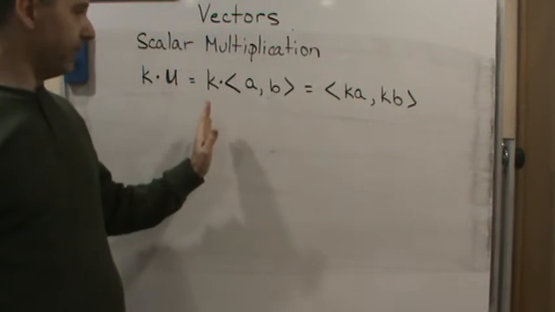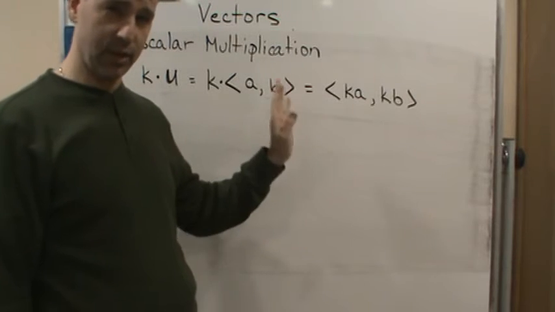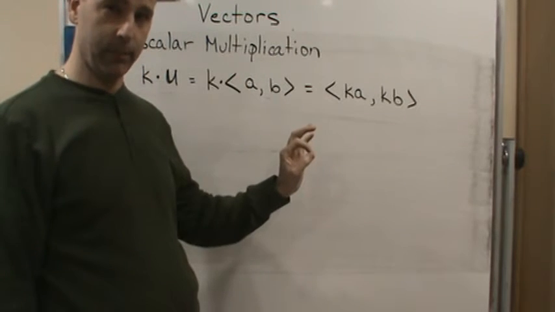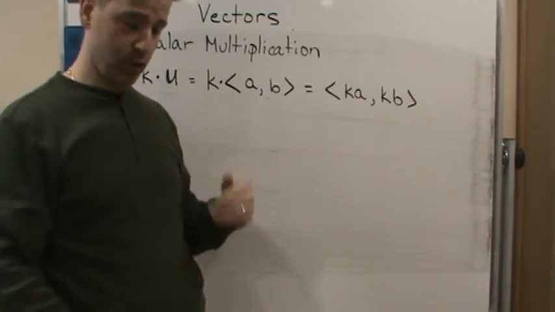Okay. So the only thing that changes on the vector with scalar multiplication is the magnitude of the vector, unless the scalar is negative, then it just goes in the reverse direction.